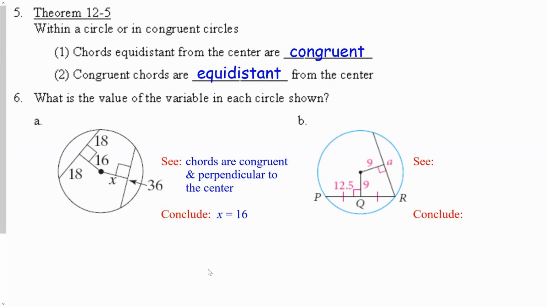Because we know the chords are congruent, and when we start measuring from the center out perpendicular to those chords, since the chords are congruent, those segments from the center to the chords have to be congruent as well.